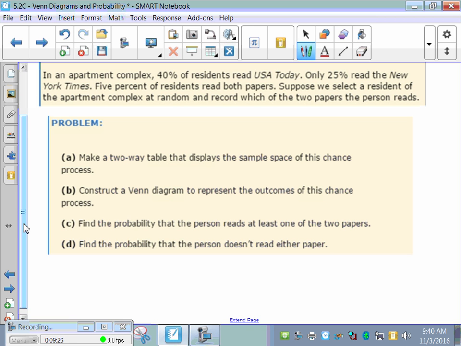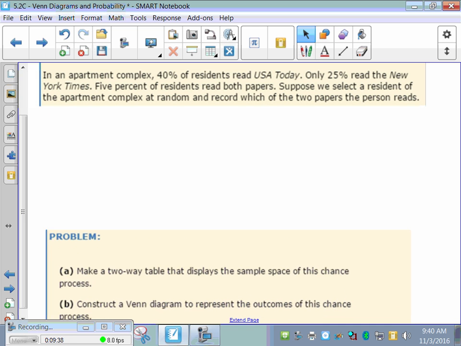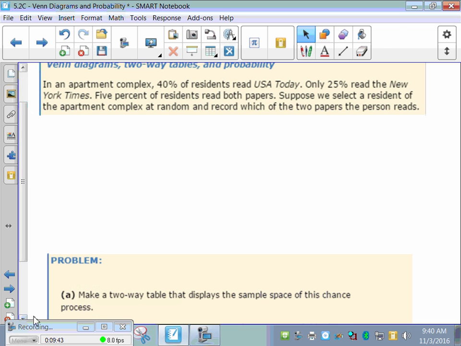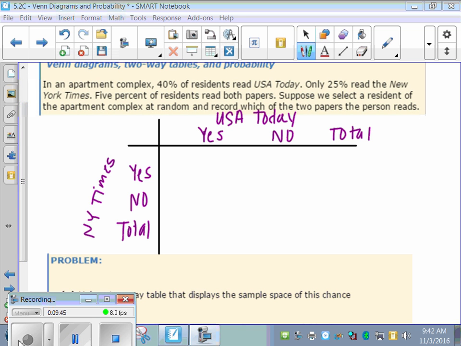This time we've got USA Today and New York Times. So we're going to put USA Today on the top and New York Times on the side, and we're going to use those percentages. I'll move this down so you can all see that. I want you guys to try it and see what you can. All right, so it says 40% of residents read USA Today. So David, where'd you put the 40%?